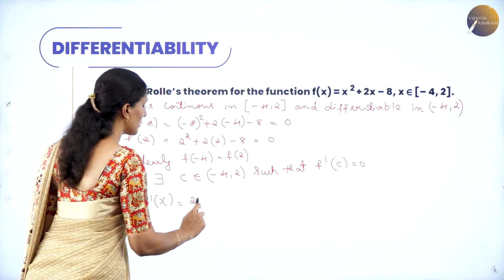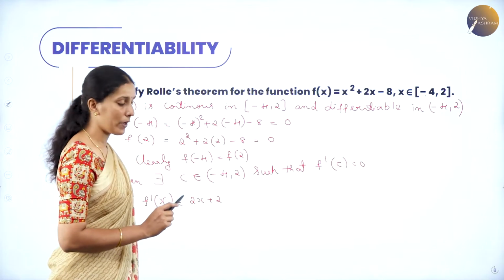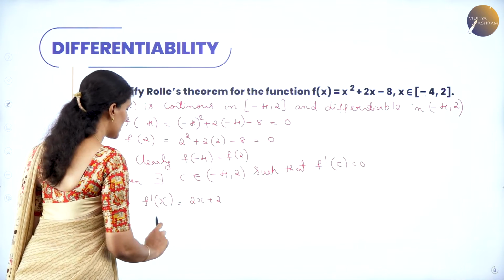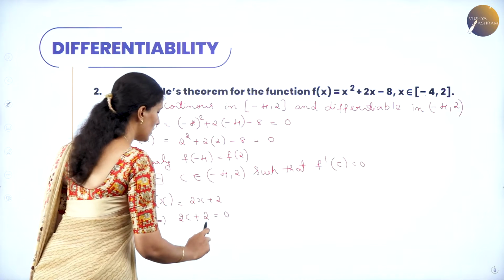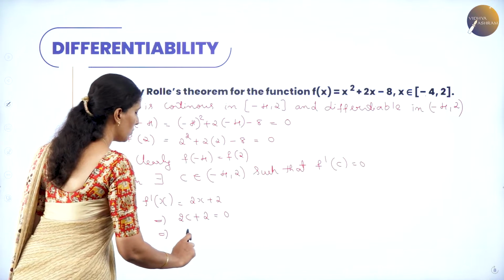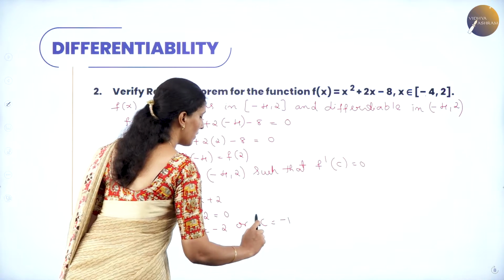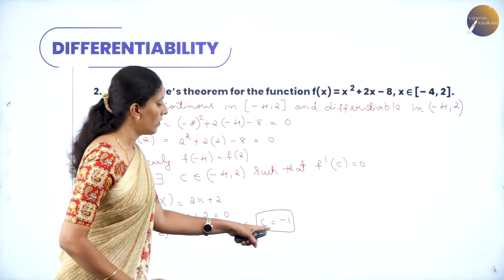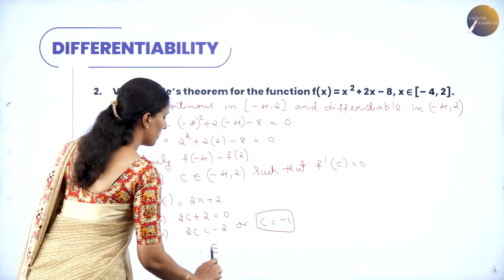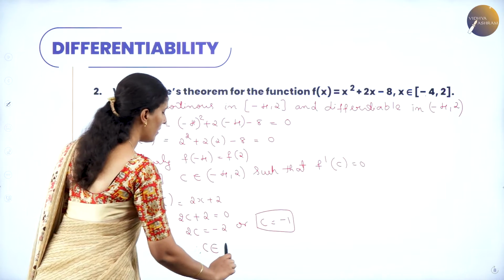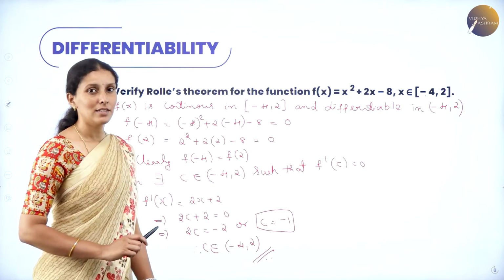Derivative of x square is 2x. Derivative of 2x is 2 and derivative of minus 8 is 0 because it's a constant. Now this can be written in the form of 2c plus 2 is equal to 0. So this implies 2c is equal to minus 2 or c is equal to minus 1. So this is the point here. So whether it lies in the interval? Yes. So therefore c belongs to the interval minus 4 comma 2 and hence the Rolle's theorem is satisfied.